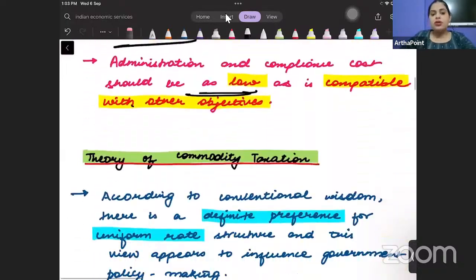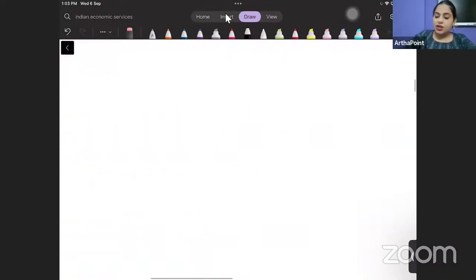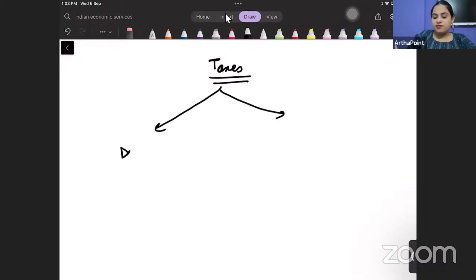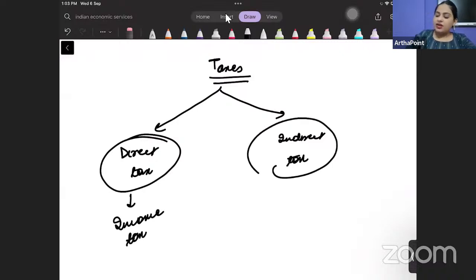Now, beta, let's go forward. And now I want to go ahead and talk about the theory of commodity taxation. एक बारी समझ लेते हैं. So just think that the taxes can be divided into two parts. One we know is called the direct tax, and the other is called the indirect tax. Direct हो गया income tax, and under indirect you have the commodity tax.